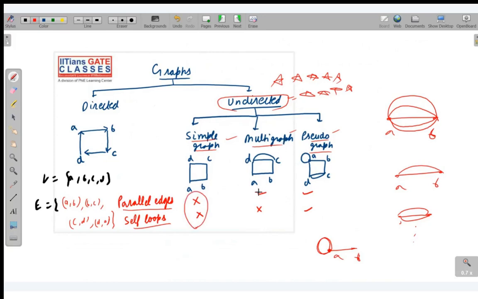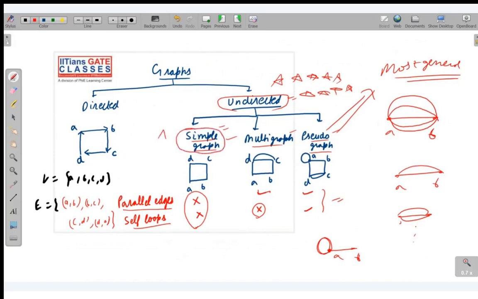In a multigraph, parallel edges are allowed, but self loops are not allowed. But in a pseudograph, both are allowed. So what is the most general graph? Pseudograph. Most general is pseudograph because there is no restriction. You can have parallel edges, you can have self loops, whatever way you want. And the most restricted is the simple graph. But in the graph theory subject related to GATE, we will study simple graphs only. We will not unnecessarily dig into multigraphs and pseudographs.